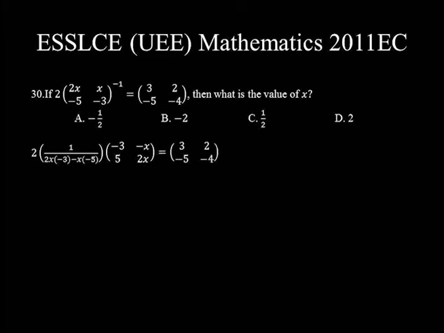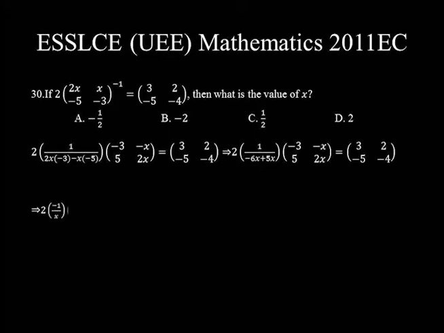negative 5, negative 4. This implies 2 times 1 divided by 2x times negative 3 is negative 6x. Negative x times negative 5 is plus 5x times the left hand side matrix, that is negative 3, negative x, 5, 2x is equal to the right hand side matrix, 3, 2, negative 5, negative 4. 2 times negative 6x plus 5x is negative x. 1 divided by negative x is negative 1 over x times the left hand side matrix, that's negative 3, negative x, 5, 2x is equal to 3, 2, negative 5, negative 4.